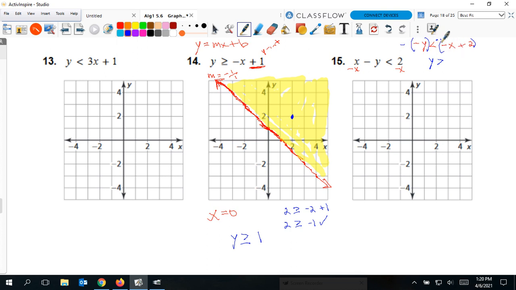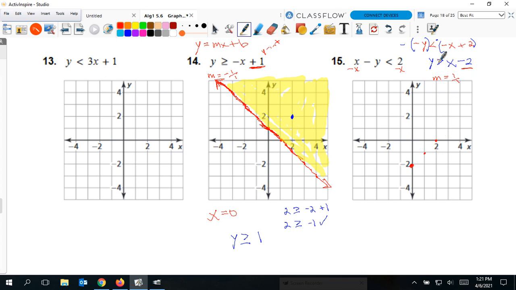Negative times negative is a positive x. Negative times positive is negative 2. Okay, so now we can see our y-intercept is going to be negative 2. So negative 2 is our starting point. And then our slope here is 1. So we can say m on this one equals 1. It's 1 over 1, so that's just going to be up 1 and right 1. And I can keep doing that as many times as I want to.